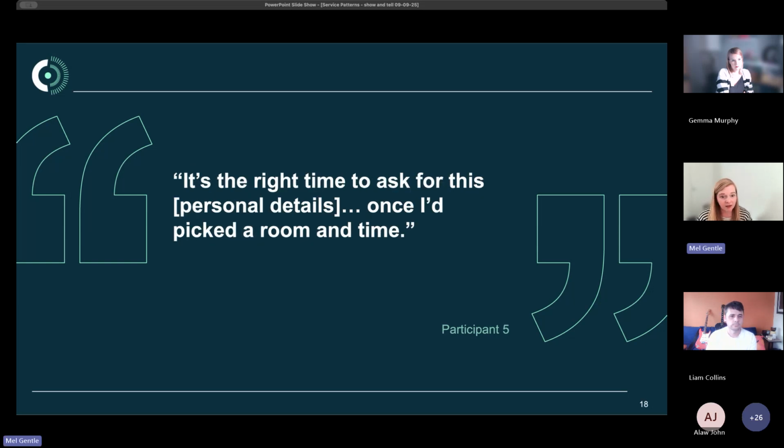When looking at the service, they said, "I think it's the right time to ask for this information once I'd picked a room and time." So thinking about this was for booking a room in a library. And I think it shows how that sequencing matters and the nuances around getting it right or getting it wrong if you ask for it too early. So yeah, giving people reassurance first, give them the details that they need, and then ask for their data.